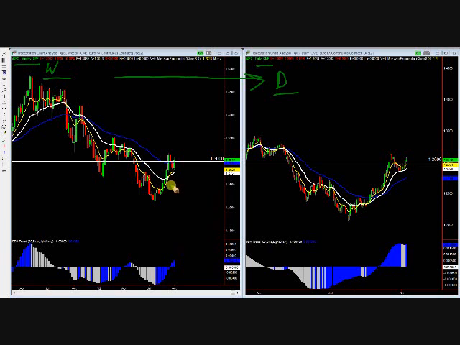So the yellow line here represents the 8 exponential moving average on these respective charts, and the white line represents the 21 EMA on both the respective charts, and the blue line represents the 50 EMA, exponential moving average, on both chart time frames.